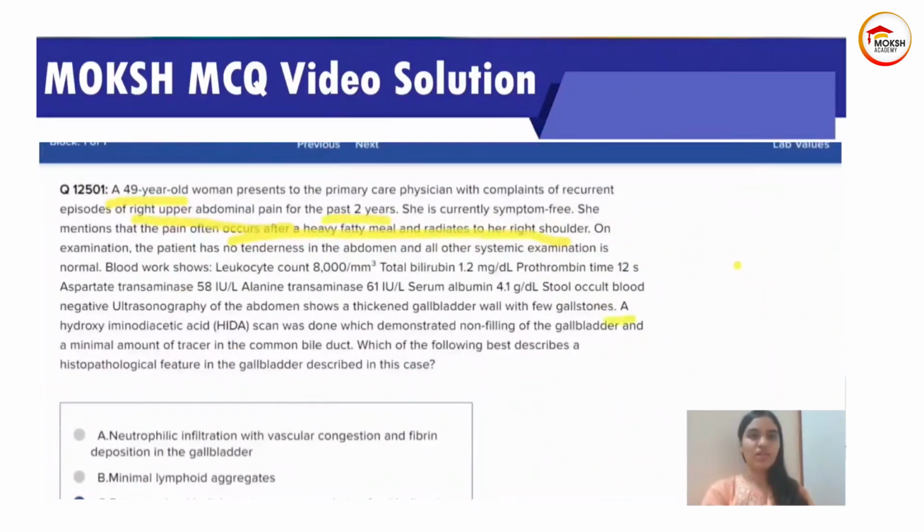The HIDA scan is outdated, but it's given in the question. It will not show visualization of the gallbladder because of the block. This is the gallbladder, and there is an obstruction over here, so there will not be any uptake, and the gallbladder will not be visualized. What is the histopathological feature of the gallbladder? This is something you have to remember.